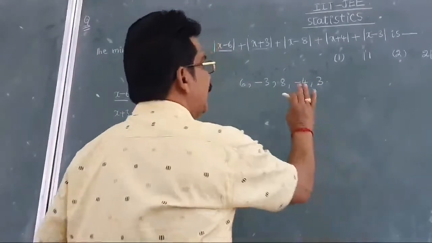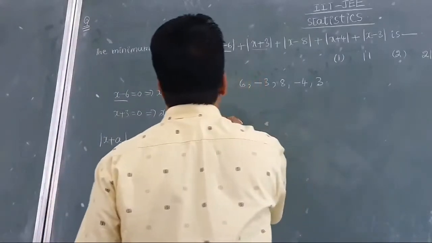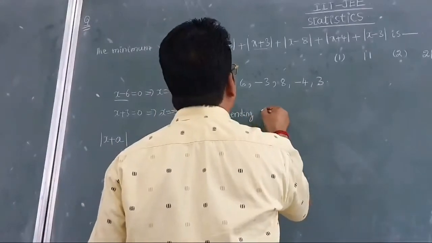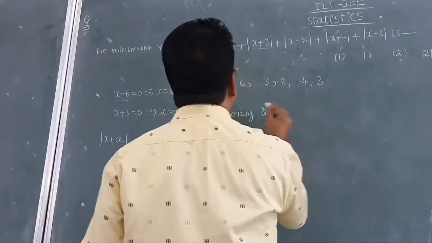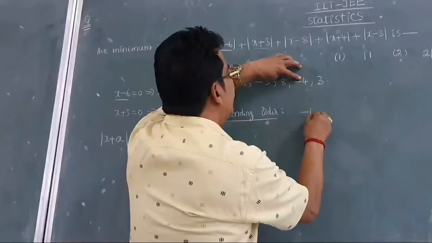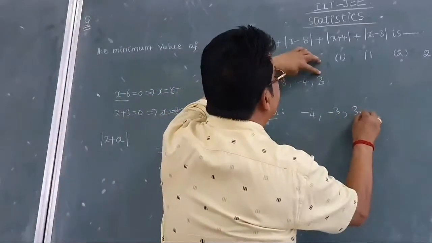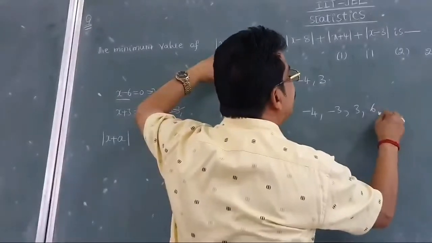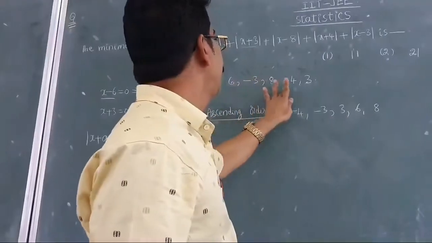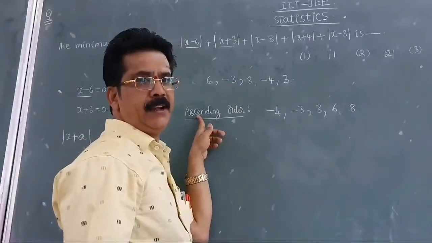Understand? First you write in ascending order. Ascending order. So the values are minus 4, later minus 3, later 3, later 6, later 8. So 1, 2, 3, 4, 5. All the values are considered. So the first step is taking ascending order.